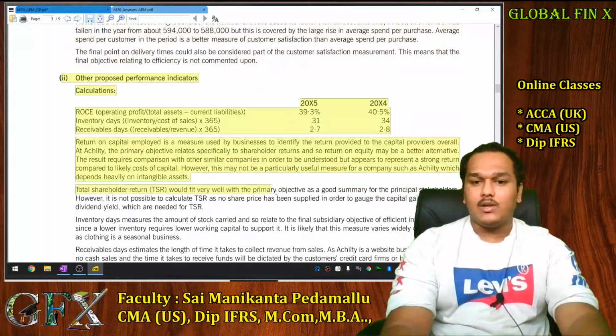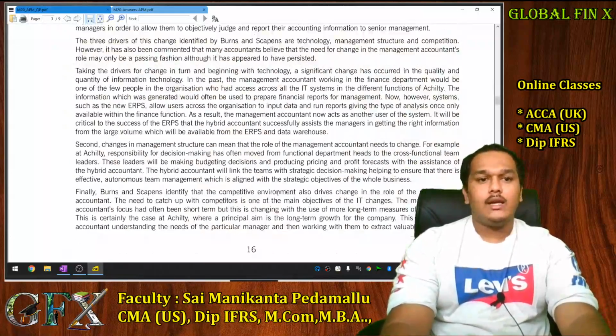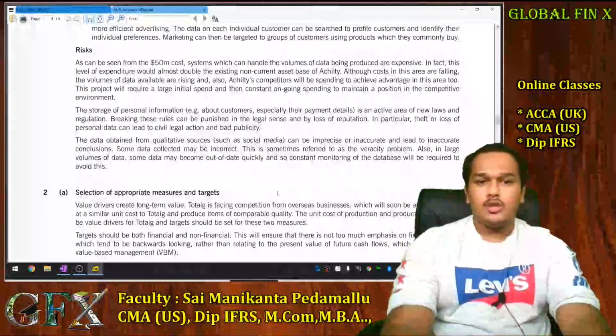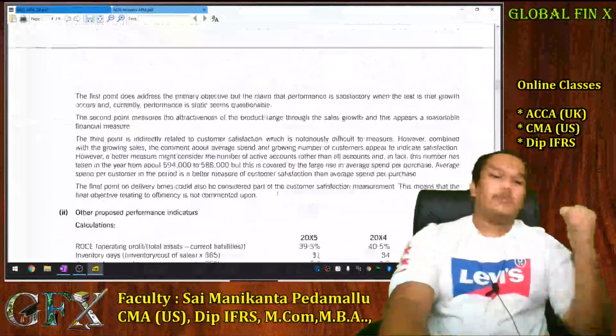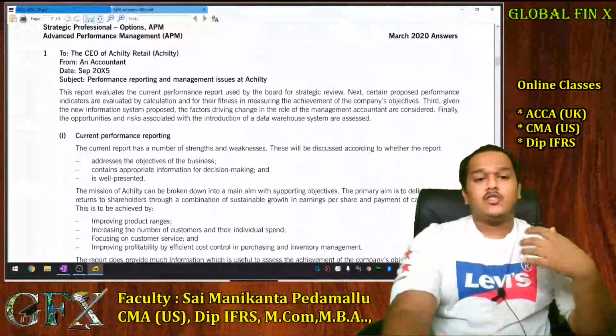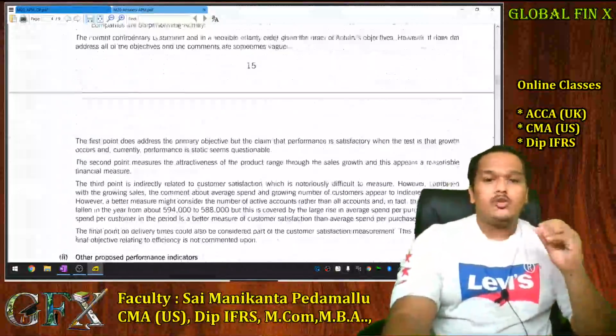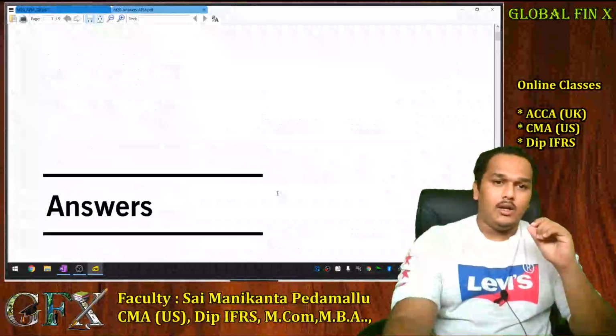Then similarly, second one, other performance indicators, a note on that. Then the changing role of the management accounting. Then the data warehouse, opportunities and risks. So that will give you 50 marks. The structure of your answer will give you 4 marks for your presentation. So please be very careful in this particular regard.